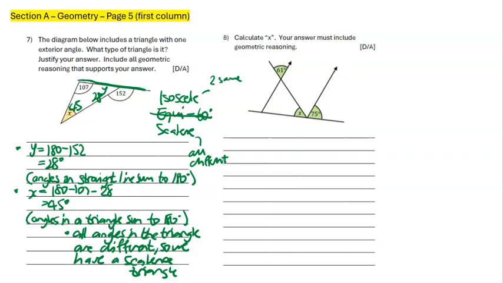What we can do is, this angle here, let's call this one angle Y. I know that's going to be corresponding to this top angle here of 61 degrees. So I can state that Y is 61 degrees, and that's because corresponding angles in parallel lines are equal.